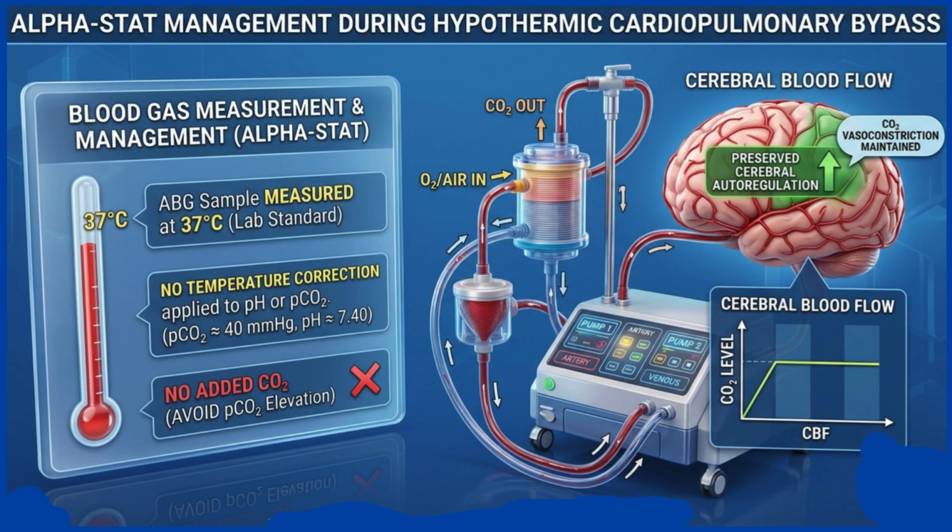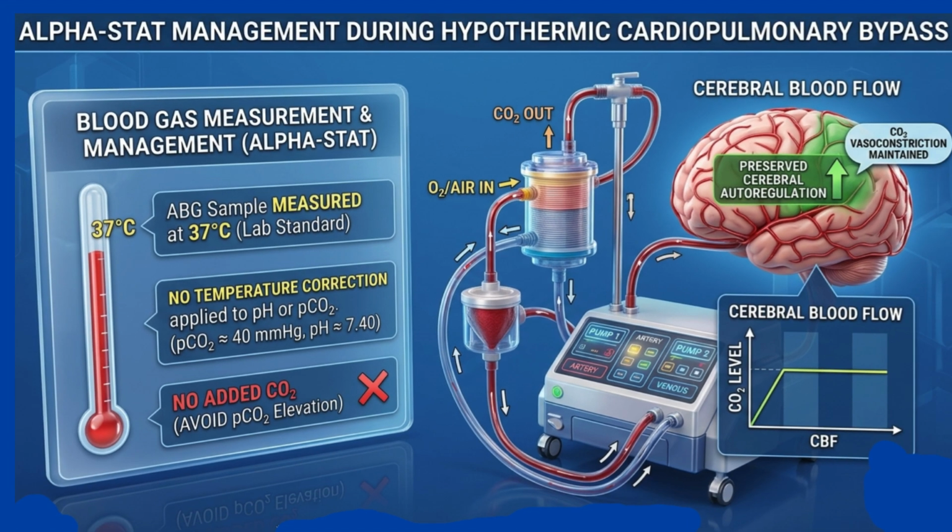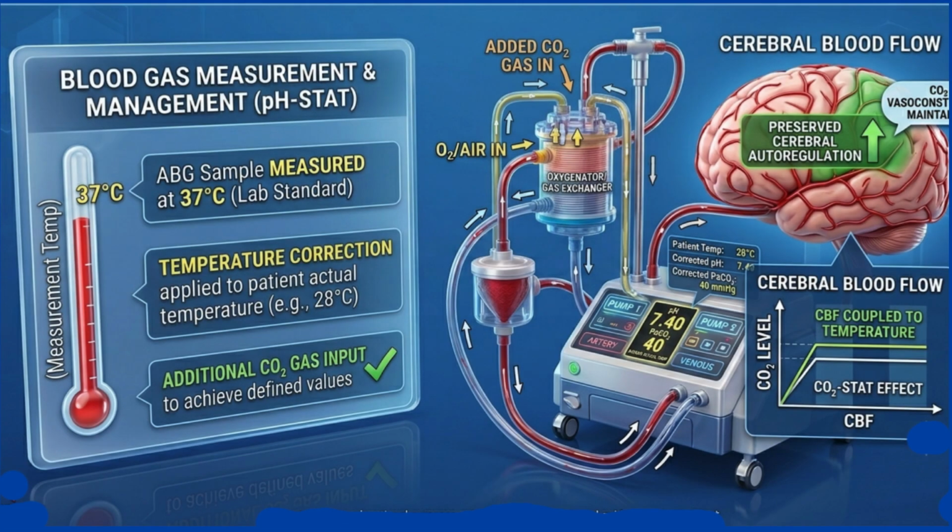Now, let's compare the two strategies. Alpha-stat uses blood gas values measured at 37 degrees Celsius without temperature correction. The natural increase in pH is accepted. Carbon dioxide is not intentionally added. The goal is to preserve intracellular charge balance, enzyme activity, and cerebral autoregulation.